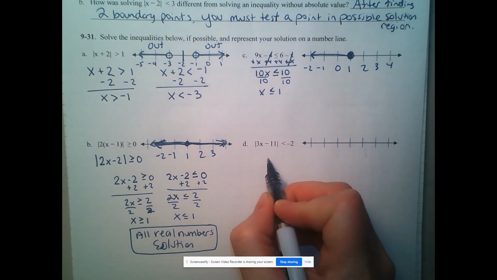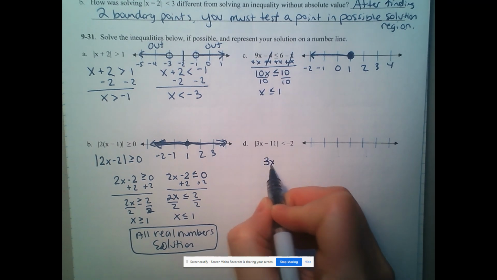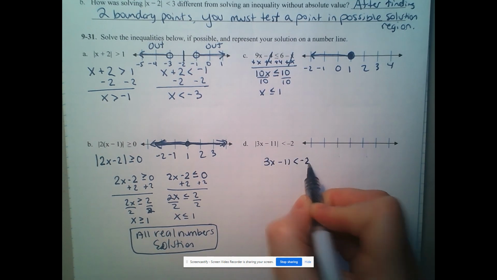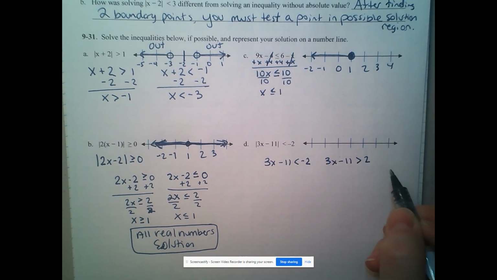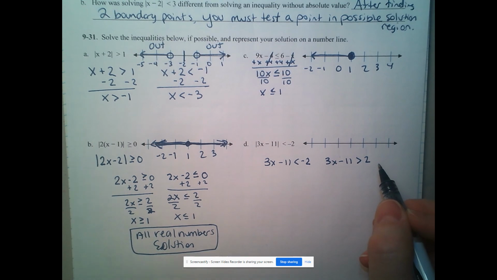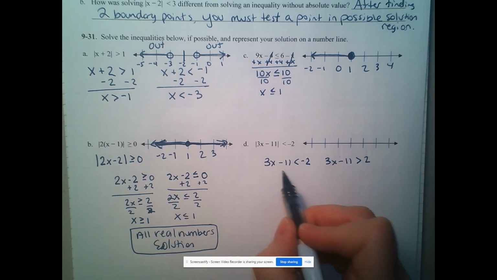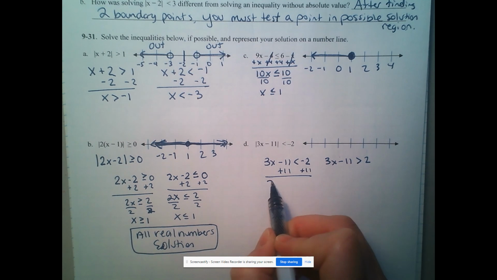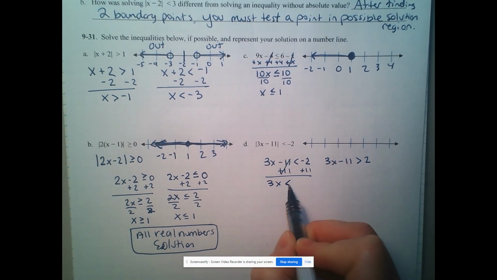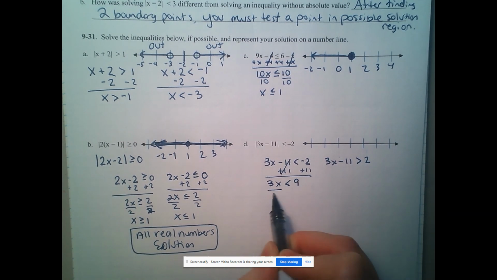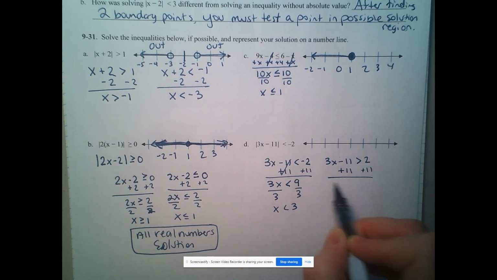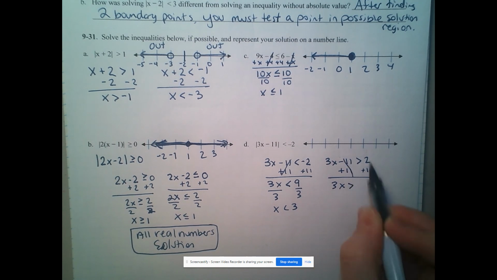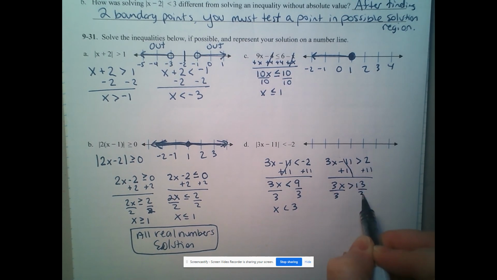Last but not least, if I split this, 3x minus 11 is less than -2, and then the other one, 3x minus 11, is greater than +2. Some of you are going to notice right away that there is a problem. If I add 11 to both sides, 3x has to be less than 9. You divide by 3, x is less than 3. Over here, add 11, 3x is greater than 13, divide by 3, x is greater than, well, 13/3.